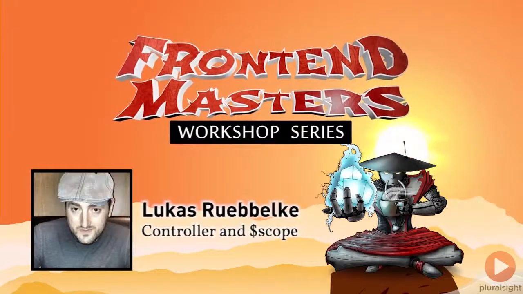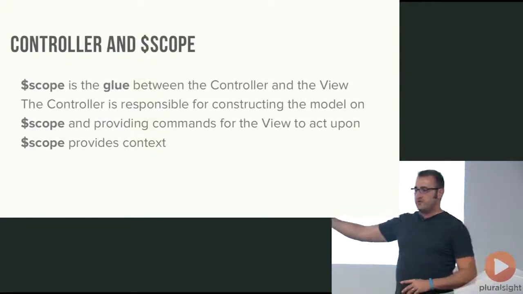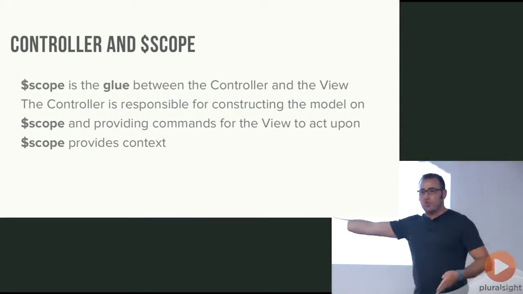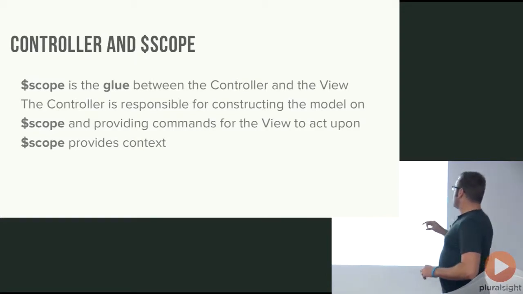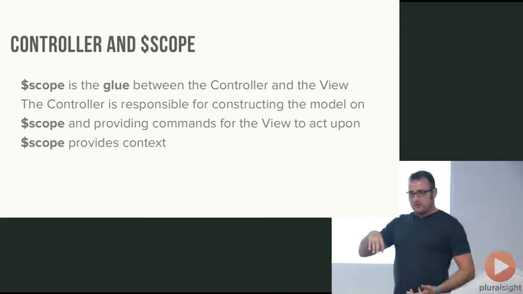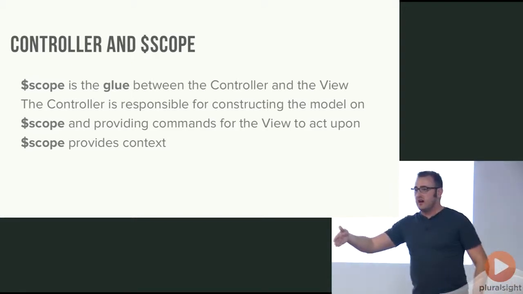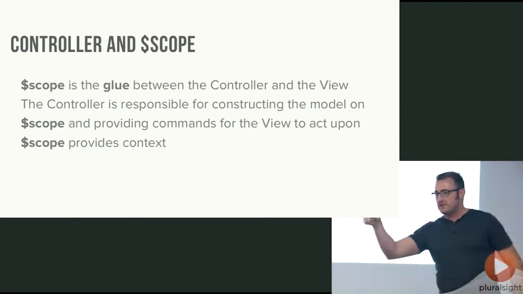So controller and scope is a glue between the controller and the view. We've already talked about what scope is. It's basically this JavaScript object with some hooks baked into it. The controller is responsible for constructing the model on scope. What it does is it sets the initial properties on scope. For instance, when you saw controller, I injected scope and I said scope.world equals whatever.